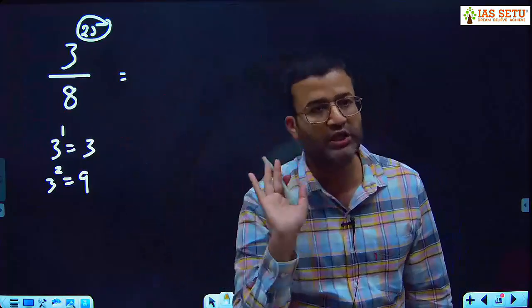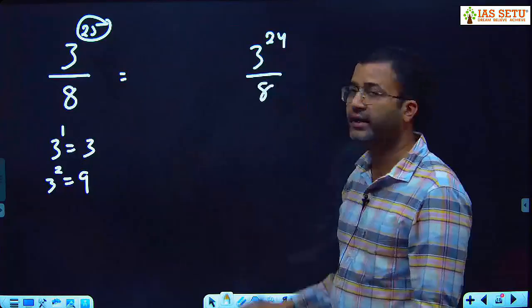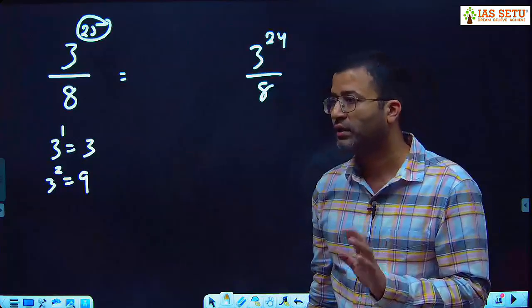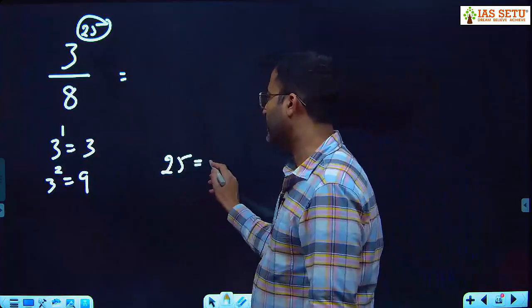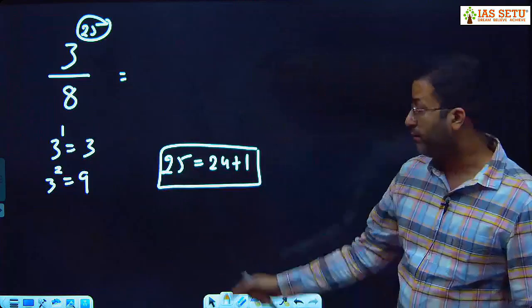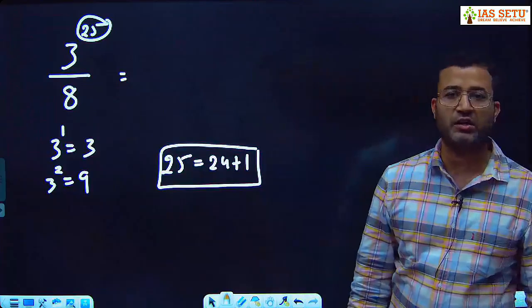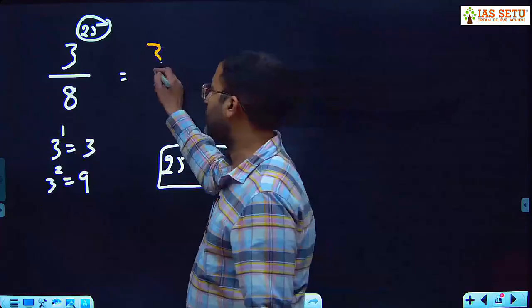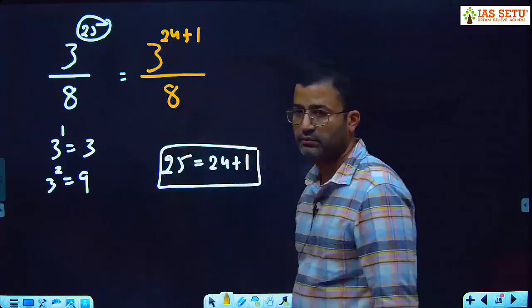3 to the power 24. If I ask you the question 3 to the power 24 divided by 8, you can manage it because we have exact pairs of 3 square. So what you do, you break 25. We have one extra step, 24 plus 1. Why? Because up to 24 power we have exact pairs. There will be one power extra which you have to take care of. So we have to express it as 3 to the power 24 plus 1 upon 8.